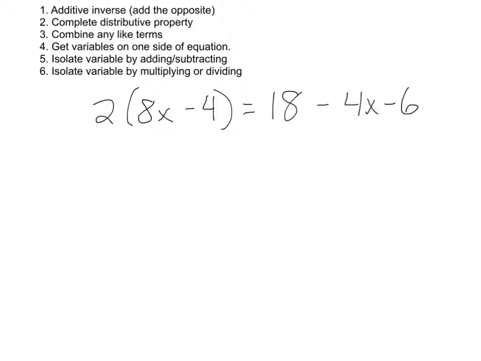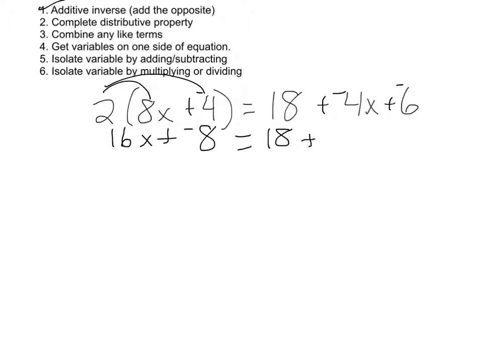Okay, this one will actually use all 6 steps. The additive inverse first. Add the opposite, add the opposite, add the opposite. Step 1, done. Step 2, complete the distributive property. 2 times 8x, 16x, plus 2 times negative 4, negative 8, equals 18 plus negative 4x plus negative 6. Step 2, done. Combine any like terms.